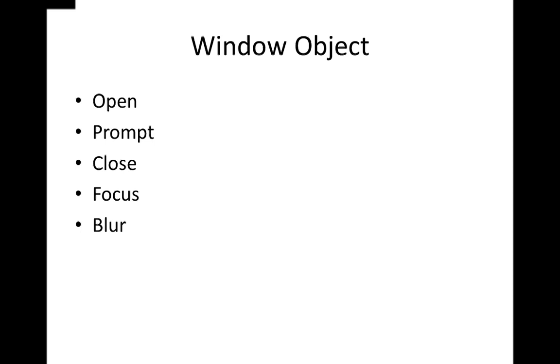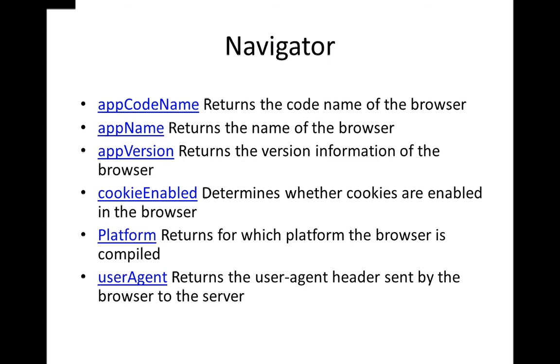Now let's look at the navigator object. Navigator object actually gives you more information about your browser. If you use appCodeName, it returns the code name of the browser. appName will return the name of the browser. Version of the browser can be read by appVersion. Whether cookies are enabled or disabled can be read by cookieEnabled. The underlying operating system details can be referred to by platform. And userAgent, whatever is there in the user agent header, will be displayed.